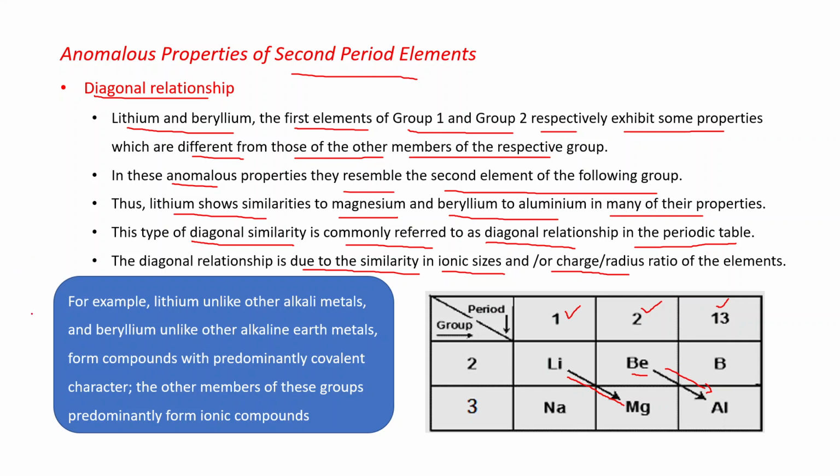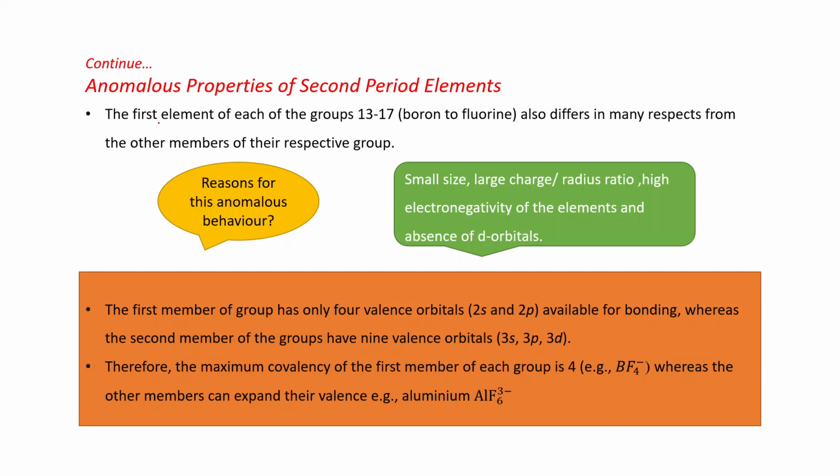Now, what are the properties which are different or similar? For example, lithium, unlike other alkali metals, and beryllium, unlike other alkaline earth metals, form compounds with predominantly covalent character. Compounds of lithium and beryllium are covalent, while other members of these groups predominantly form ionic compounds. The first element of each of the groups 13 to 17, that is boron to fluorine, also differs in many respects from the other members of their respective group.